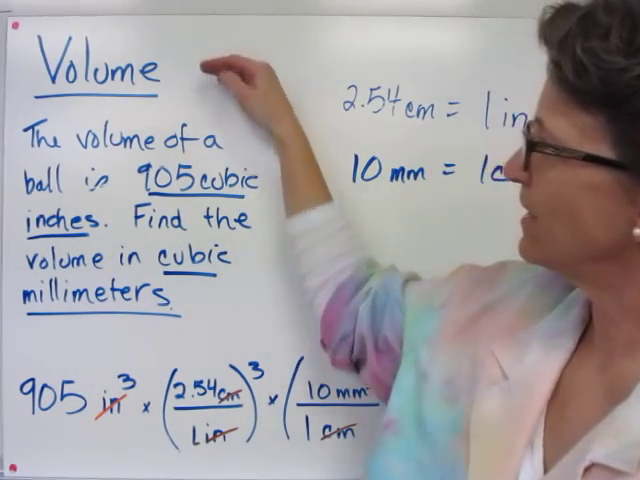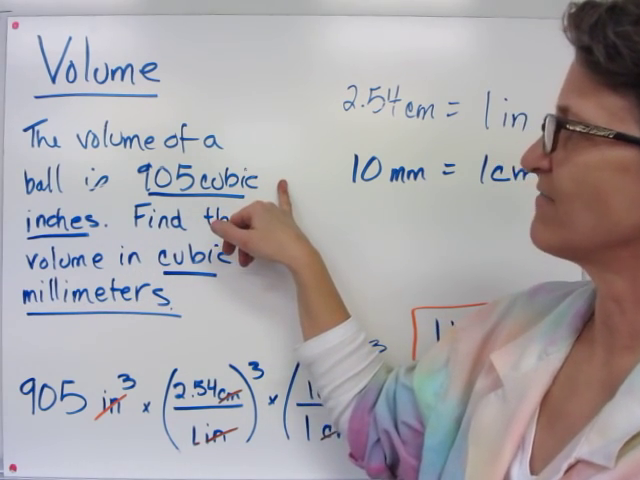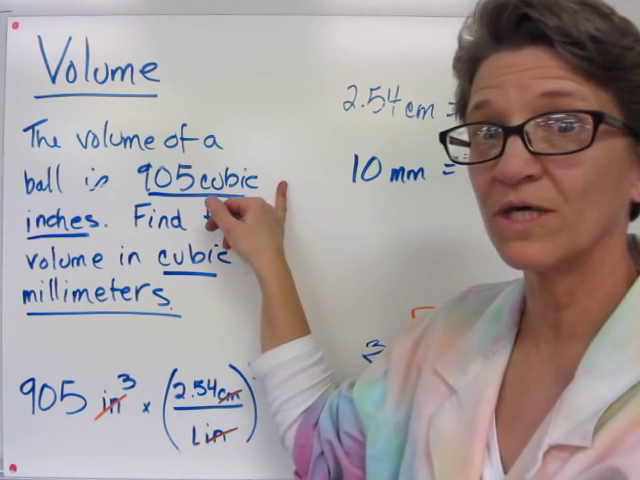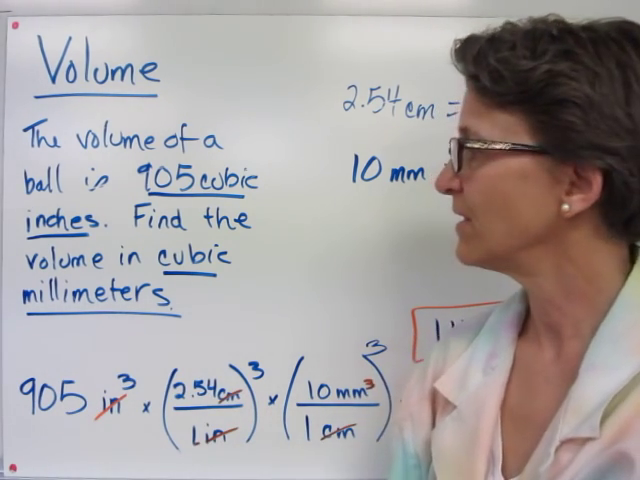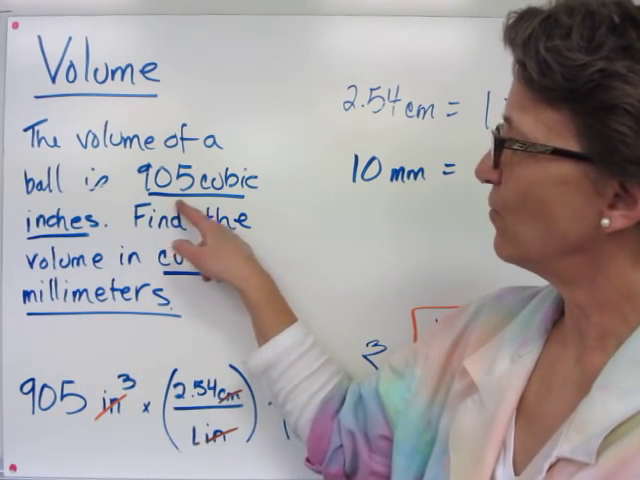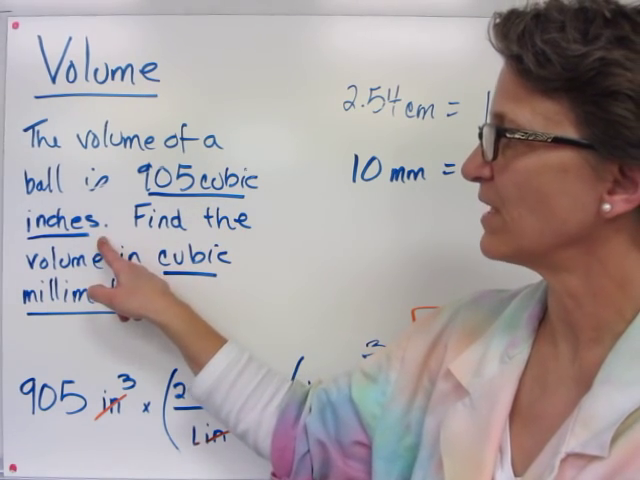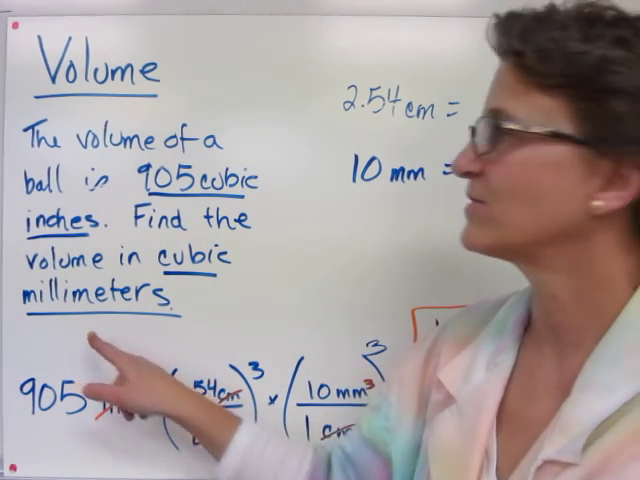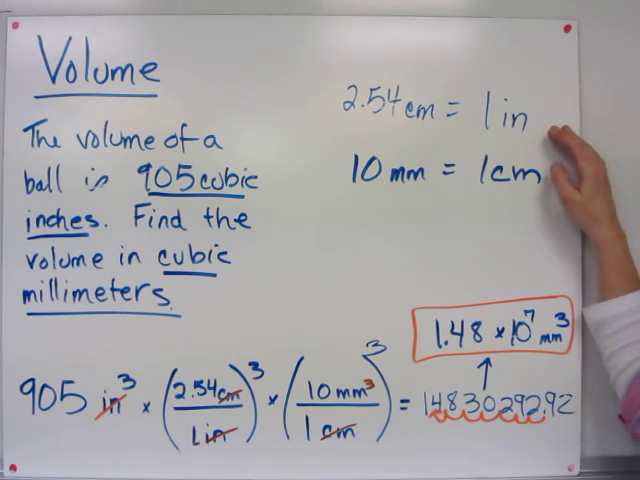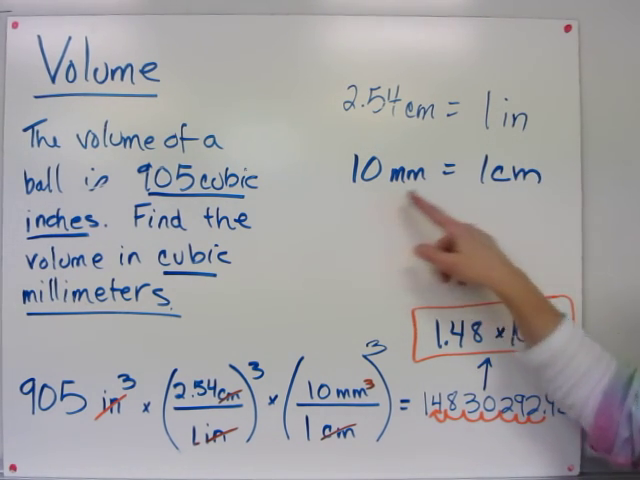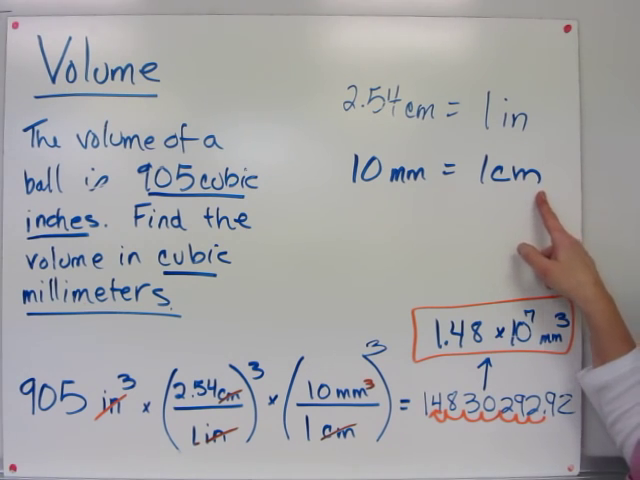Volume. We have a ball that has a volume of 905 cubic inches. Find the volume in cubic millimeters. So first, what do I know? 905 cubic inches changing to millimeters. I know there's 2.54 centimeters in an inch and 10 millimeters in a centimeter.